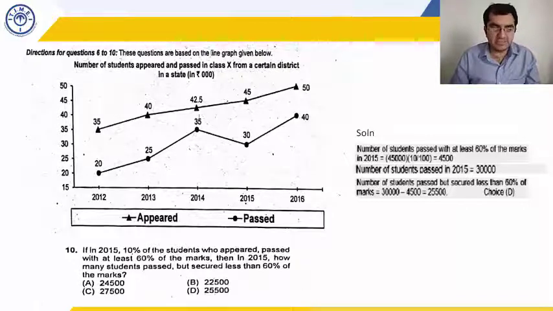This question could have had some variations. It could have said how many students scored less than 60% of the marks. So in that case, you would have to take 45,000 minus 4,500. But it says how many students passed but secured less than 60% of the marks. So 4,500 secured at least 60%. That means the remaining out of the 30,000 will secure less than 60% and they will pass. So 30,000 minus 4,500 is 25,500. Option number D.